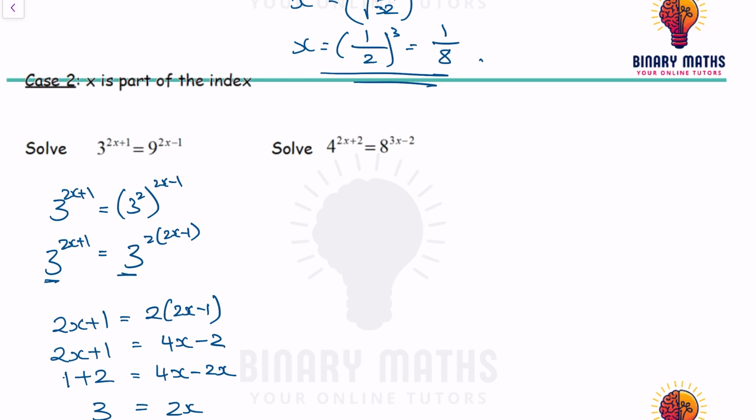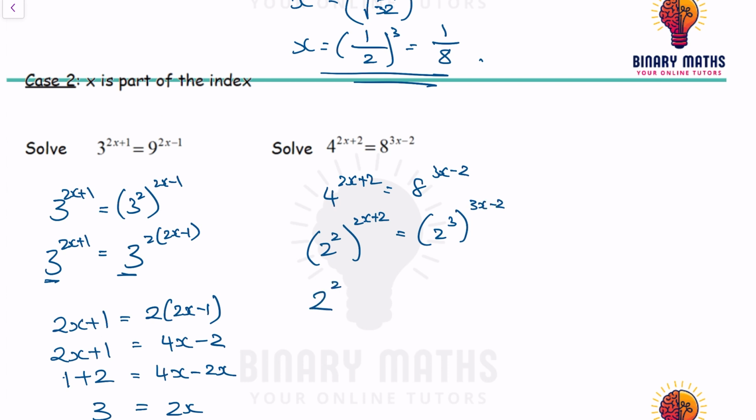In the second example, we've got base 4 and base 8. Now what we have to realize is 4 and 8 can be written in base 2. So if we have 4 to the power of 2x plus 2 is equal to 8 to the power of 3x minus 2, 4 can be rewritten as 2 squared, and 8 can be rewritten as 2 cubed. Which means 2 to the power of 2 times 2x plus 2, because we're using laws of indices, must be equal to 2 to the power of 3 times 3x minus 2.